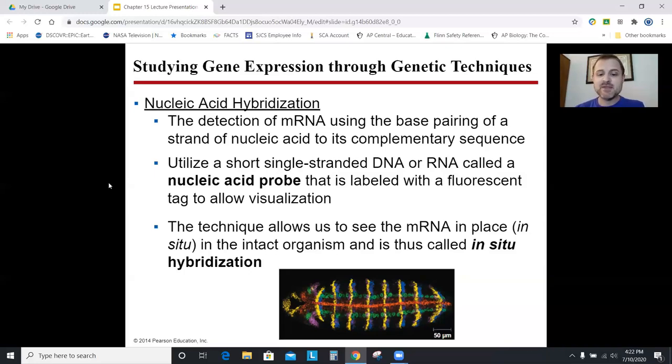In this picture, each color, the yellow, the red, the purple, the green, or the blue, is a different fluorescent tag, so it's a different RNA sequence or DNA sequence, either one. And here you can tell not only is it turned on, but where in the embryo it is turned on, all right? That's called in situ hybridization, because you can do it with an organism that's intact, that could possibly still be alive.